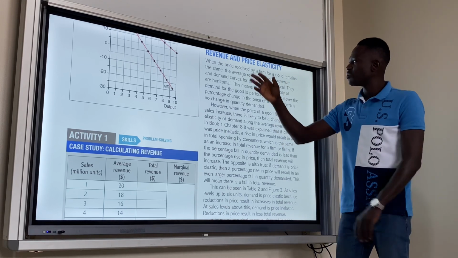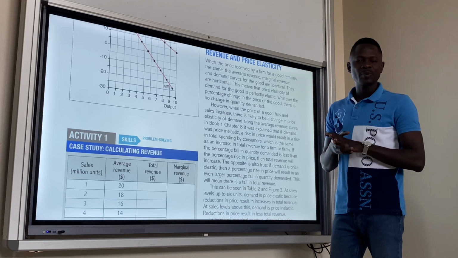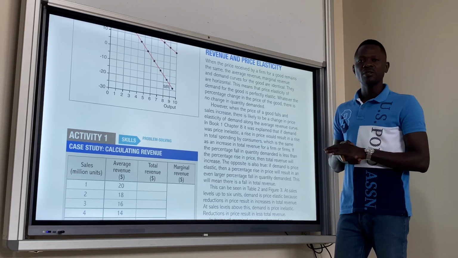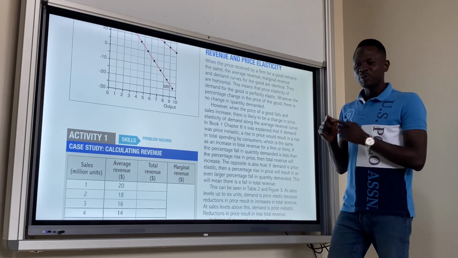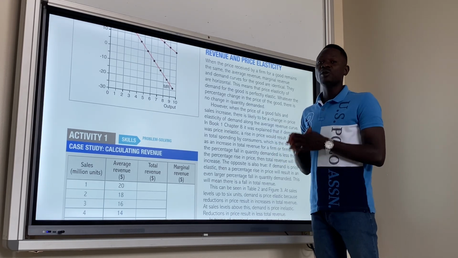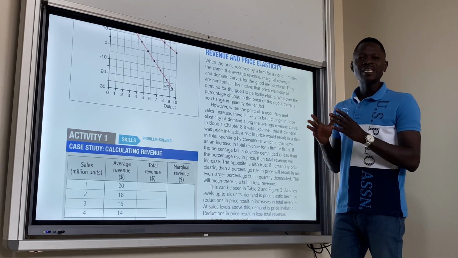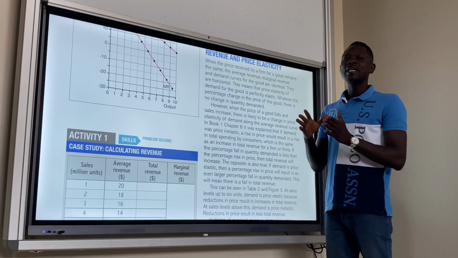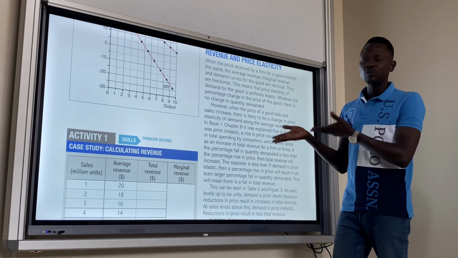Now that we know revenue, what is price elasticity? Price elasticity is the degree of responsiveness between the quantity demanded of a product as a result of a change in price. So if there's a change in price, there's going to be responsiveness in the quantities being sold. Consumers will request more or less. So for price elasticity, it could be inelastic or elastic. But going through the lesson, we'll be able to know.